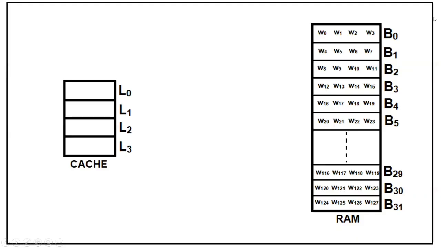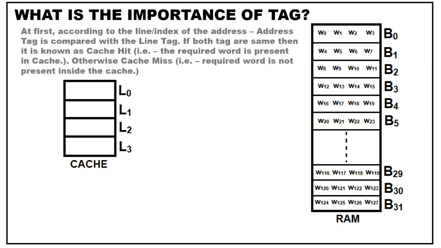Here we find a new term, tag. So what actually is a tag? What is the importance of tag? First, according to the line or index of the address, the address tag is compared with the line tag. If both tags are the same, then it is known as a cache hit, that is, the required word is present in the cache. Otherwise it is a cache miss, that is, the required block is not present inside the cache. Now let's take an example to understand what this means.